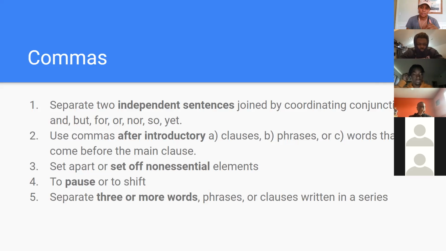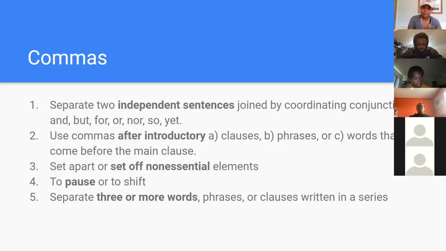Well, the sentence is Professor Smith grabs her coat, but the introductory clause that gives me some context is before every class. So I just pop a comma in between there. Before every class, comma, Professor Smith grabs her coat. So between independent sentences, you just look for subject, verb. Between introductory clause and the main clause.